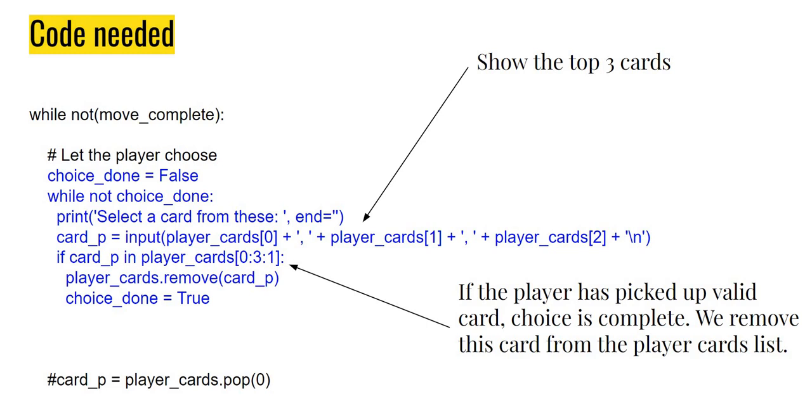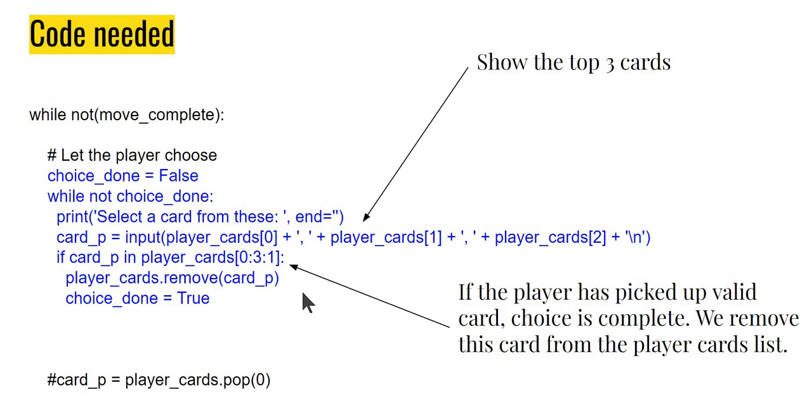So all we will do is that we'll get into the loop where we were previously choosing the card, which was say card piece player, card pop. Here, instead of this, I'm going to put a while loop. I'm going to say, pick up a card from the player cards. So top three player cards, 0, 1, and 2. If the card that's been chosen by the player is indeed part of this part of the list, then that's a valid card. Choice is done, and I can remove this card from the list here.